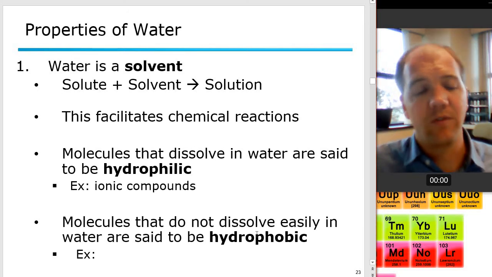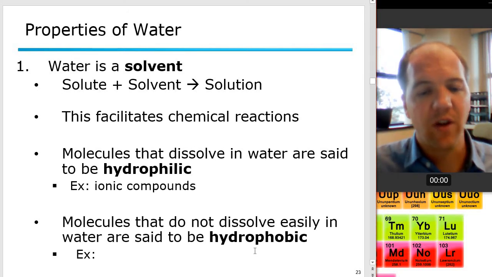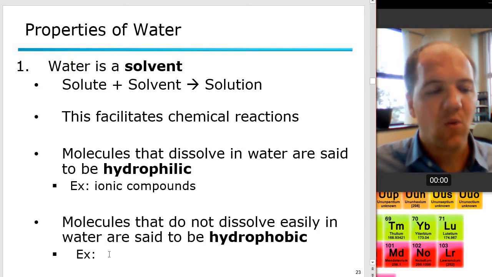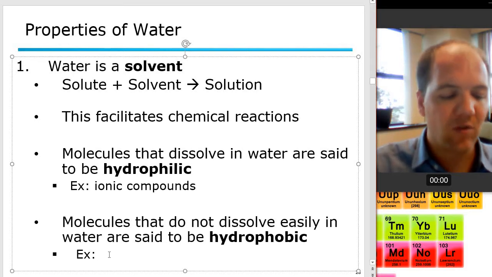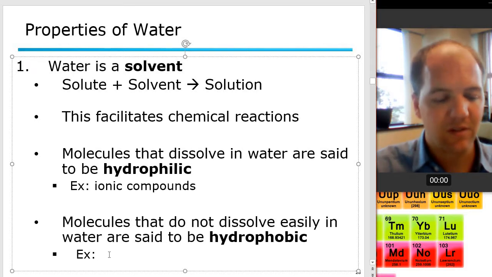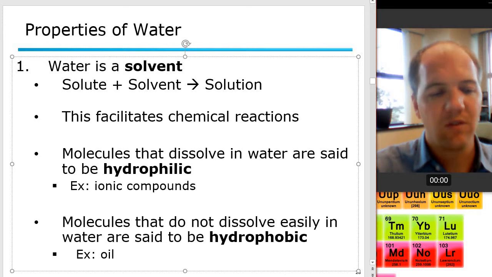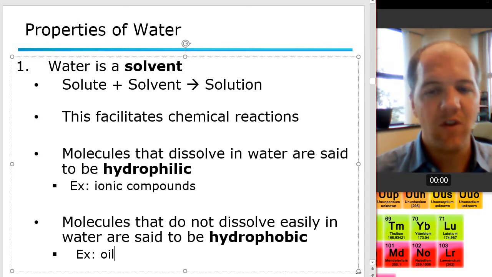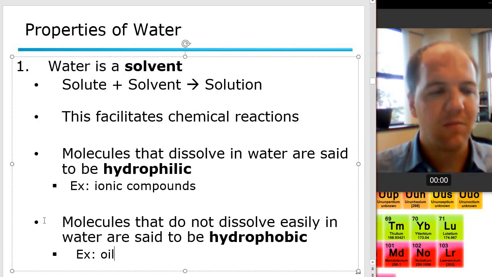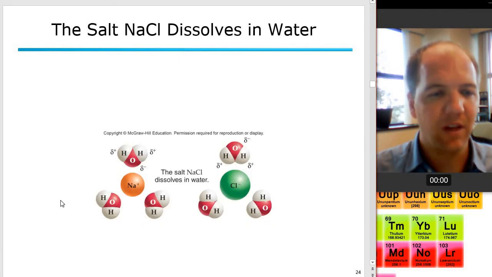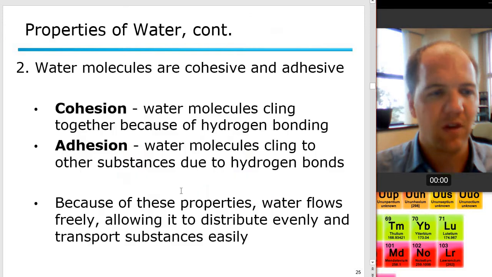Now some things don't dissolve easily in water, and they're considered hydrophobic. Phobic meaning scared of or dislike of, and hydro meaning water. So what are some examples of things that are hydrophobic? What do you put in water and it doesn't mix? Well, the big things are oils. Any sort of oil, any sort of non-polar molecule is going to be hydrophobic. That'll become important later as we talk about some other things. Here's this example of the salt dissolving in water as we talked about. Here's the sodium, here's the chlorine, and how it dissolved.